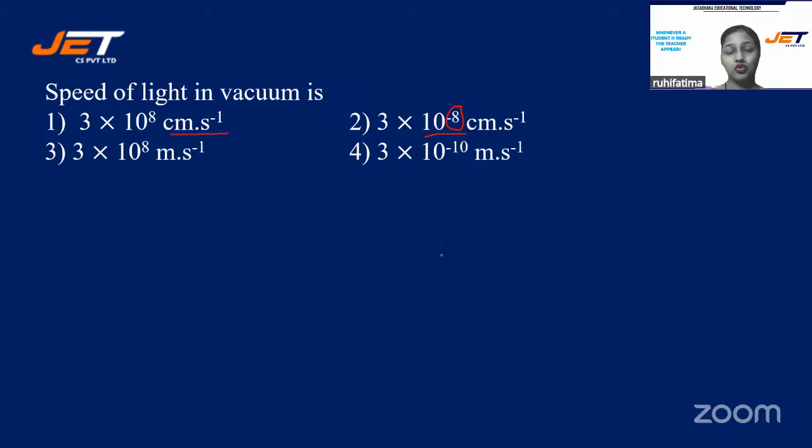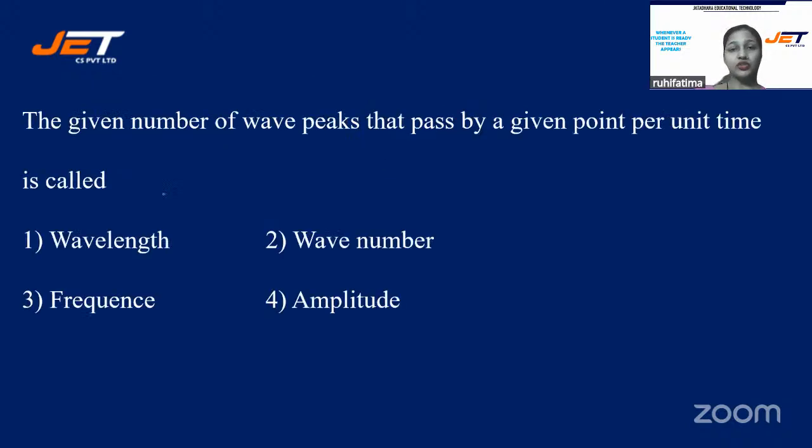Okay. So the correct answer for this question will be 3 into 10 to the power 8 meter per second, not centimeter per second, students. Meter per second will be the correct answer. Okay. Bhavna, you have written the right answer. Well done. Next question. I want everyone to answer the questions, students. Please make the session interactive. I want every one of you to answer the questions.